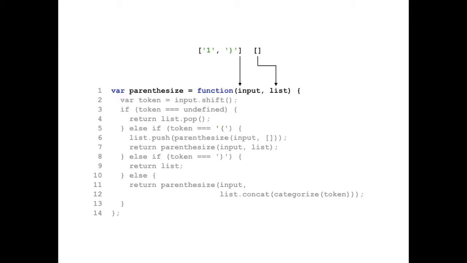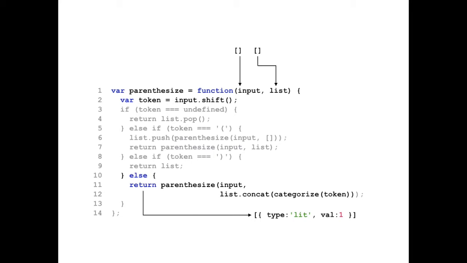So let's dive into that parenthesize call. We're going to shift off the next token, which this time is a 1. We've seen all this before, no point rehashing it. We're going to get back an array with the literal 1 in it. We're going to call parenthesize again to deal with the rest of the tokens. And then we're going to shift off the final token, which is a closed paren, and that just calls for us to return the list that we've built up so far.